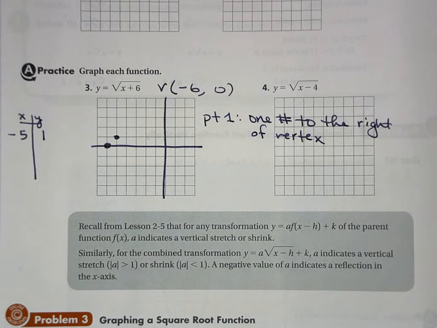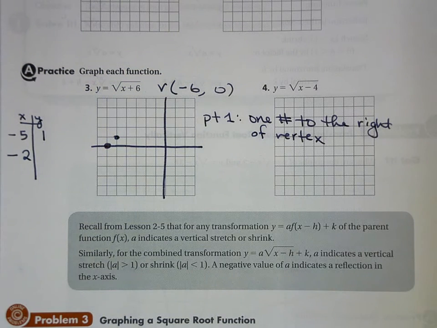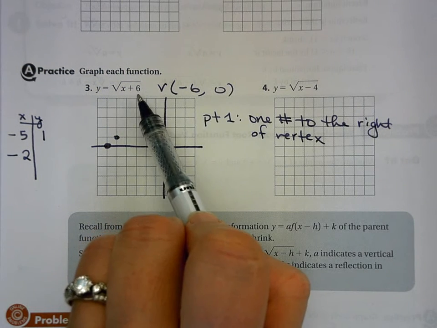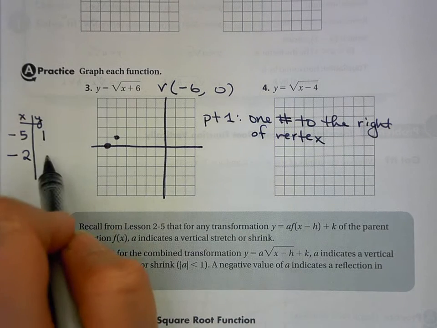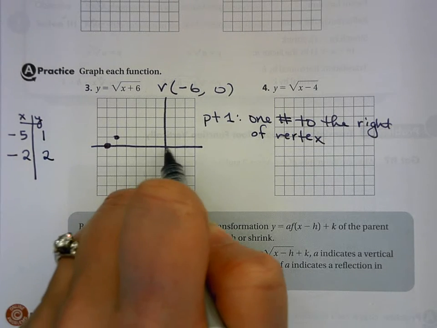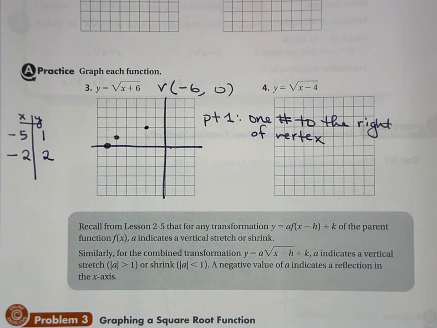Okay. And then Haley gave us the other one already. So Haley told us that -2 also works. So if I put in -2, so 6 minus 2, that's 4. Square root of 4 is 2. So -2, 2. Okay. And that's all I need, right?